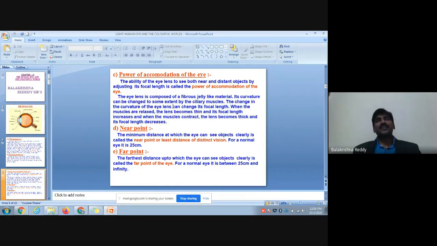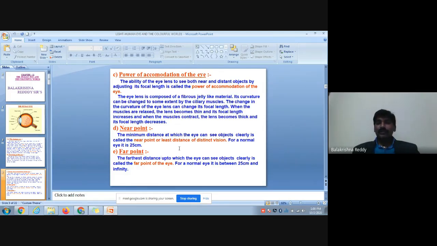Some people can see long distances, some people can see very near distances also, but some people are not able to. It depends on their eyesight. In such a case, this power of accommodation is useful. It is useful in the sense that, depending on the power of accommodation, they will have their far point and near point. What do you mean by far point? What do you mean by near point?